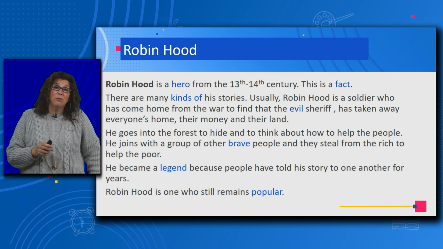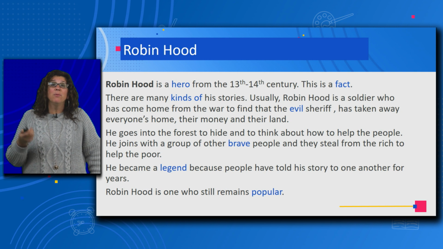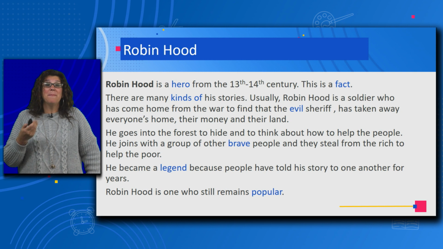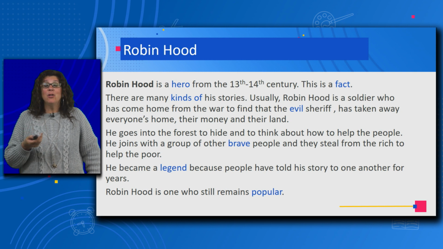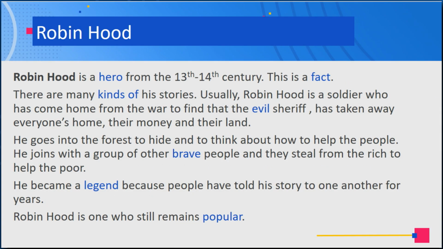Usually the story goes that he was a soldier who came back from the war to find that the sheriff, who is evil or a bad person, has taken away everyone's home, their money, and their land. Well, what's a man to do if they have no place to live and nothing to do? He goes into the forest to hide and to think about how he can help the people. He's upset, and he's sure that everybody else is upset with him. He joins with a whole group of other brave people, and they decide to steal from the rich to help the poor.